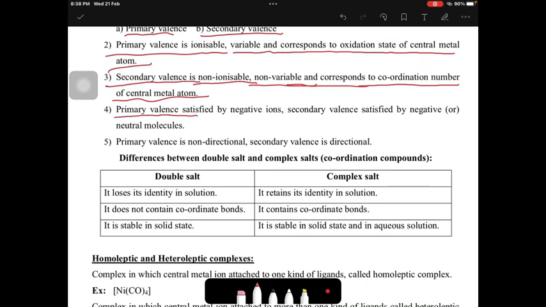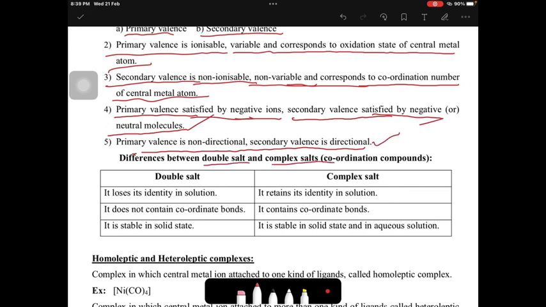Primary valency is satisfied by negative ions. Secondary valency is satisfied by negative ions or neutral molecules. Primary valency is non-directional, but secondary valency is directional.